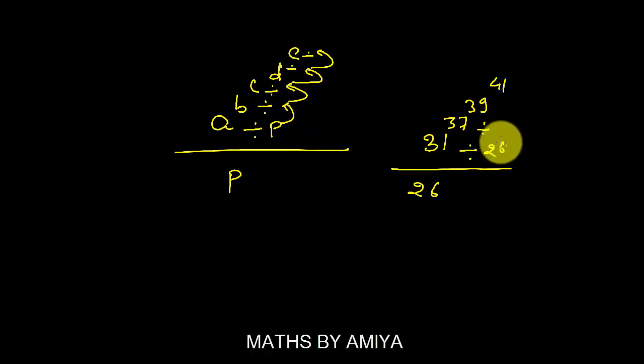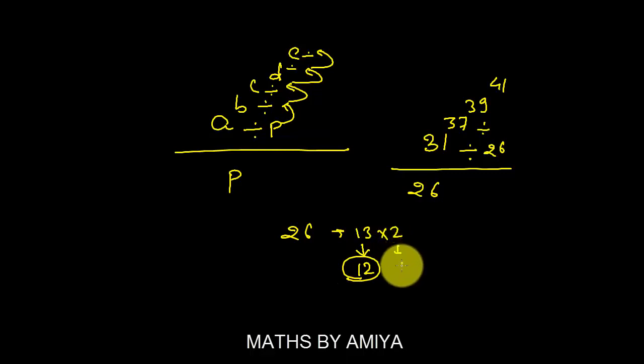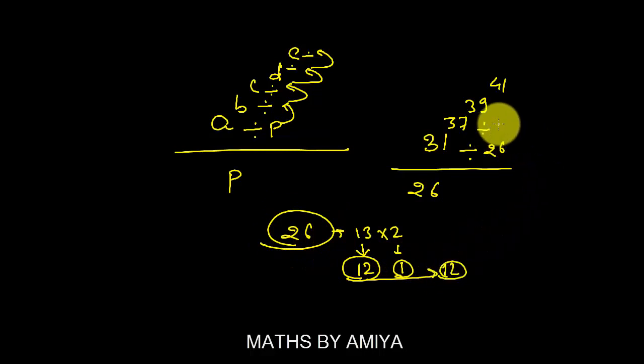The cyclicity of 26 would divide 37. So 26 is nothing but 13 into 2. 13 is prime, so 1 less than 13 is 12, and 1 for the 2. LCM is 12. So the cyclicity of 26 is 12. So we divide this one by 12.